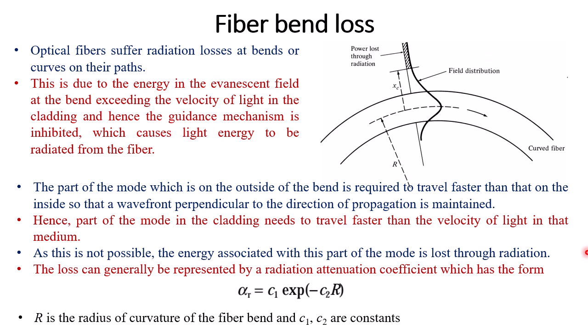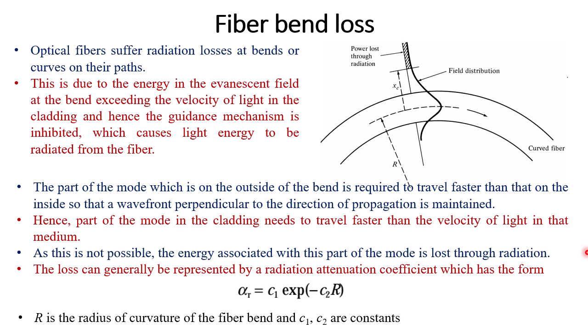The part of the mode which is on the outside of the bend is required to travel faster than that on the inside, so that the wavefront perpendicular to the direction of propagation is maintained. Hence, part of the mode in the cladding needs to travel faster than the velocity of light in the medium. As this is not possible, the energy associated with this part of the mode is lost through radiation.